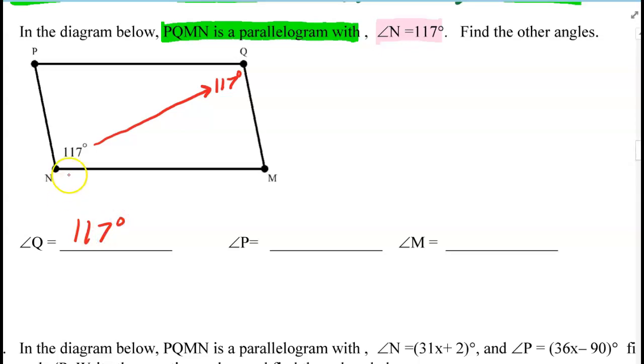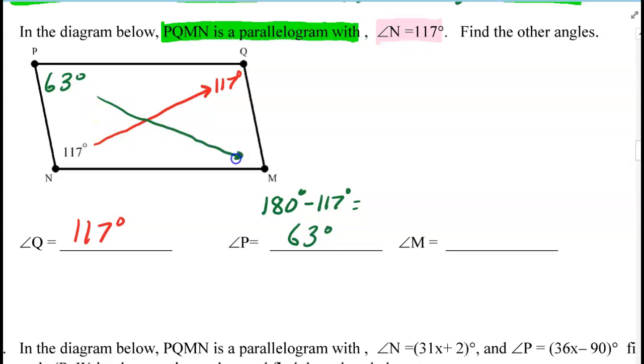We know that angle N and angle P add up to 180. So to find angle P, I'm going to take 117 and subtract that from 180. Doing that on my calculator, I'll get angle P is 63 degrees. I also know that angle M, since it is opposite, is also 63 degrees.